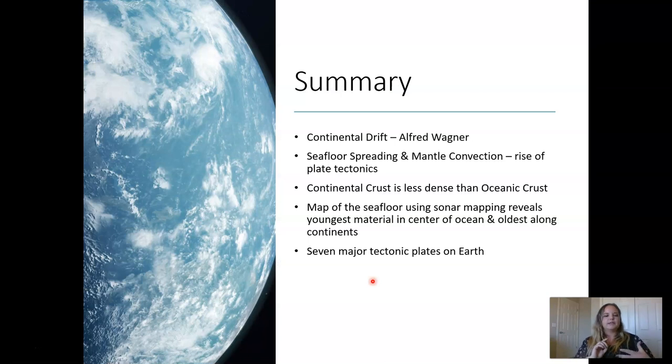In summary, we talked about continental drift, which was founded by Alfred Wegener, and his 4 pieces of evidence. Seafloor spreading and mantle convection led to the rise of plate tectonics. We also talked about the Earth's composition and that the continental crust is much less dense than the oceanic crust, which will be important for interactions in the next lecture. We looked at the map of the seafloor, which used sonar mapping to determine that there was young material at the ridges and the oldest on the continents, and then we reviewed the 7 major tectonic plates on Earth. I hope that makes sense, and I will see you guys in the next lecture.